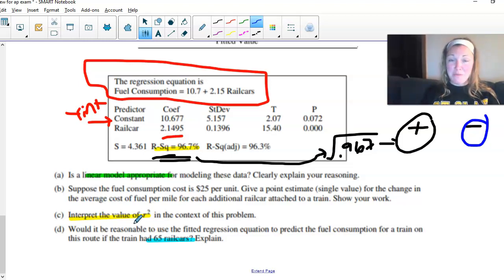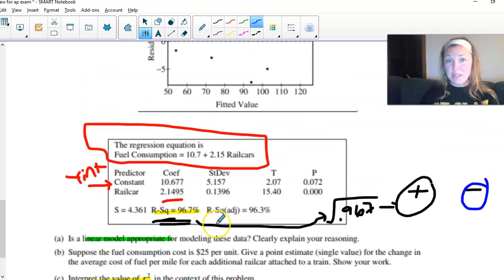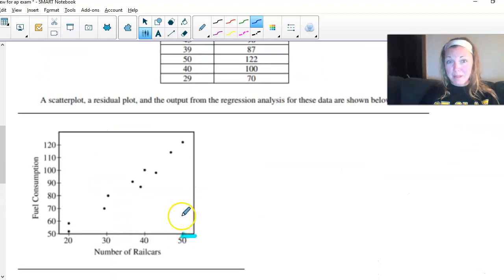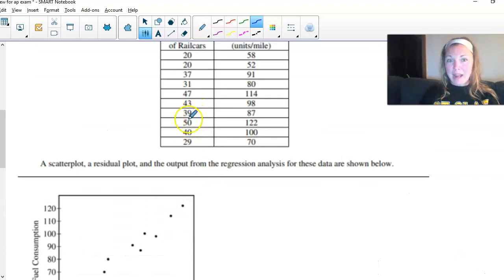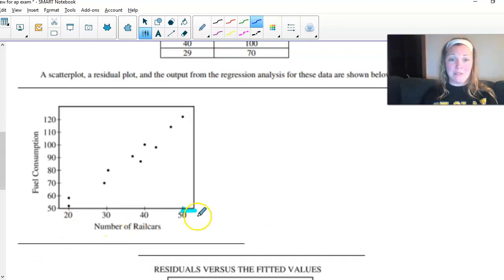Normally I'd say I would have you memorize it. And then finally, now it's talking about 65. Would it be reasonable to predict with 65 cars? If you look back up here, the maximum for that X value is 50. 65 is outside of that domain, outside of these X values. 65 is way over here, okay? That's called extrapolation, and that's a risky projection. So no, it would not be reasonable.